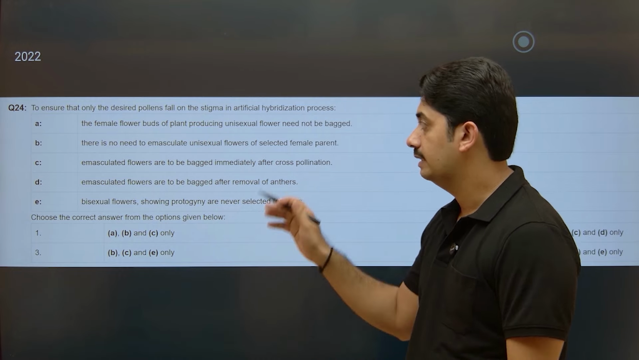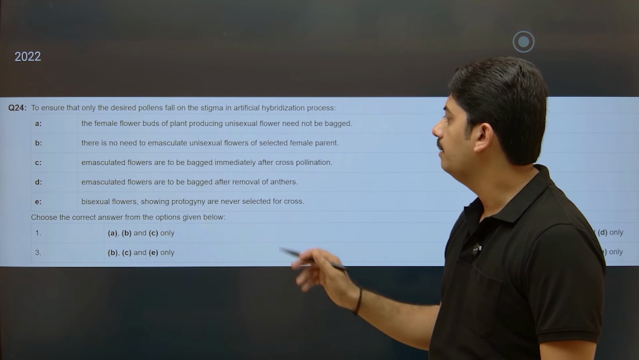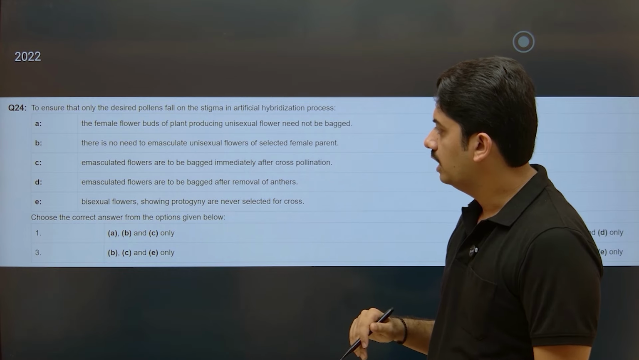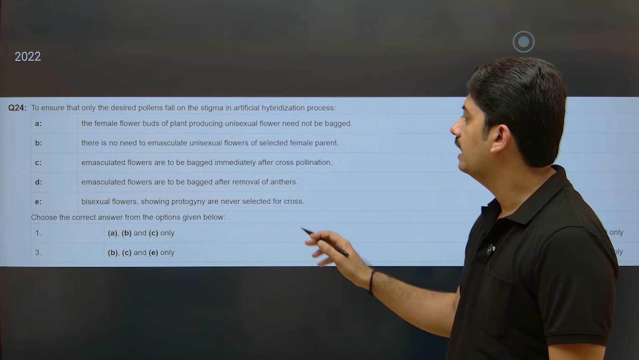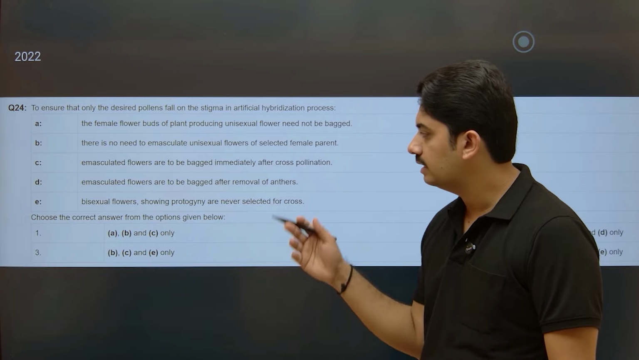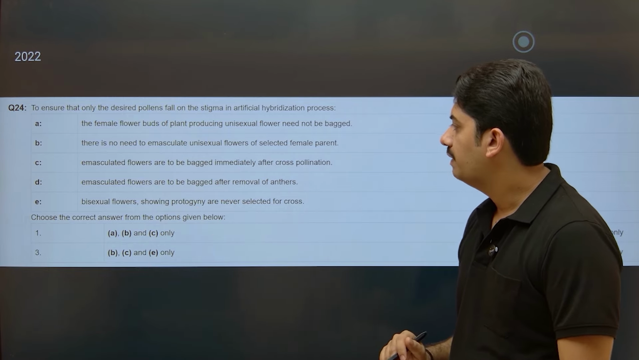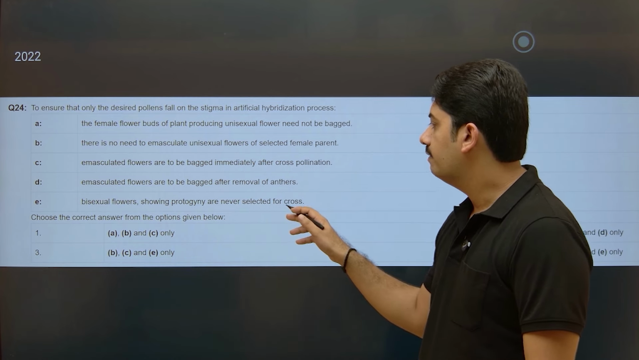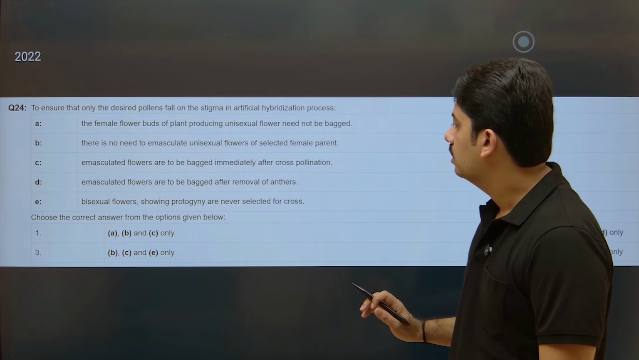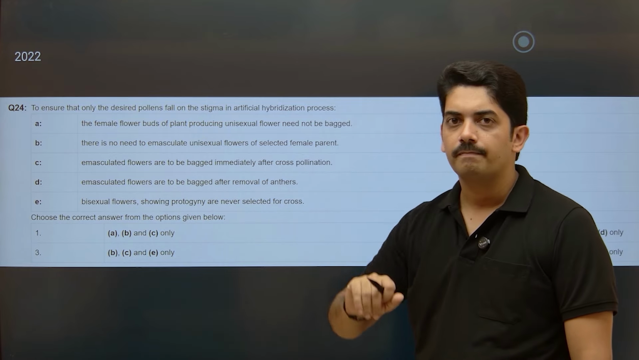Unisexual female parent, this is correct. Emasculated flowers are to be bagged immediately after cross-pollination. This is also correct. Emasculated flowers are to be bagged after removal of anthers. Correct. Bisexual flowers showing protogyny are never selected for cross. Is it correct?